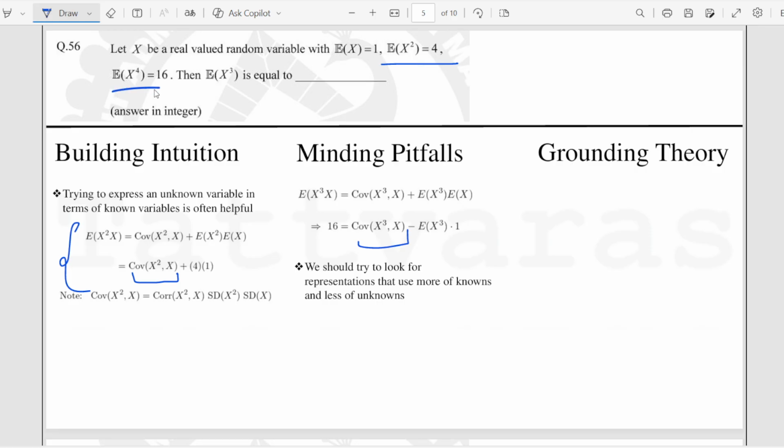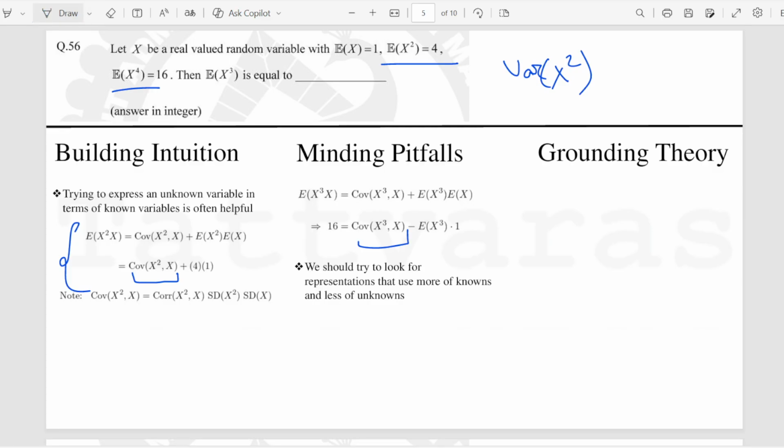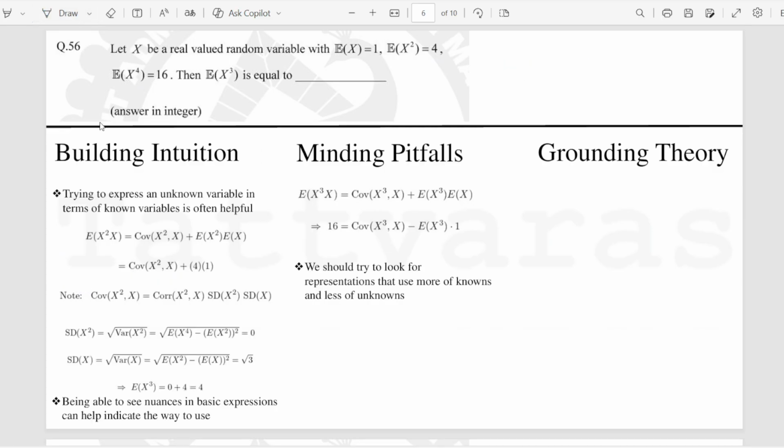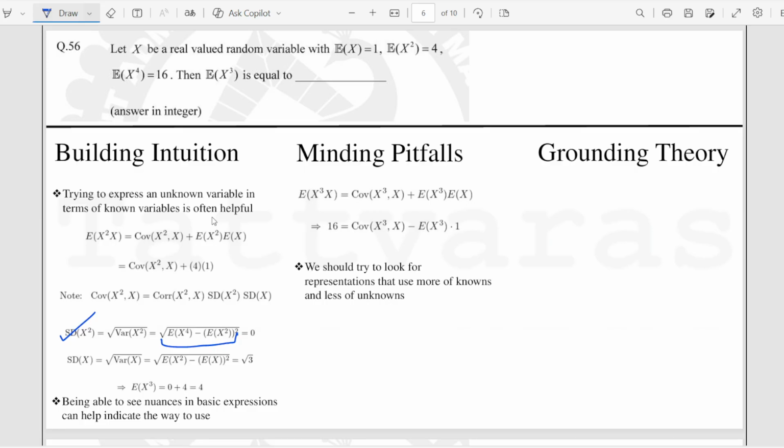You see this and this. So when you see stuff about expectation, try to also take a mental note of what would happen to the variance if you can. Variance of X square is going to be 0, right? Why is that? Because that is the formula. The standard deviation is essentially the square root of variance. You look at these two things, it's 16 minus 4 square.